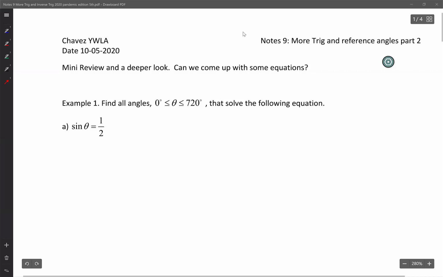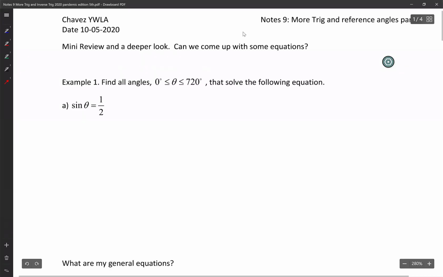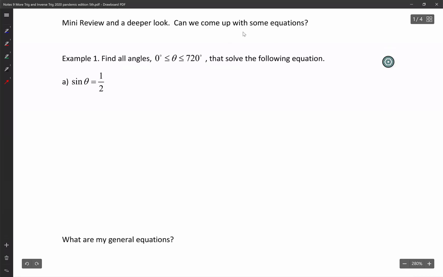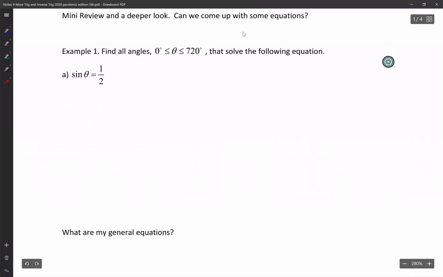Yay, finally. All right, so here we go. Mini review, we're taking a deeper look. It says, example 1, find all angles between 0 and 720 degrees that solve the following equation: sine theta equals a half. And I chose that on purpose, guys. I did that because I know this is something that we all know when it comes to the unit circle.